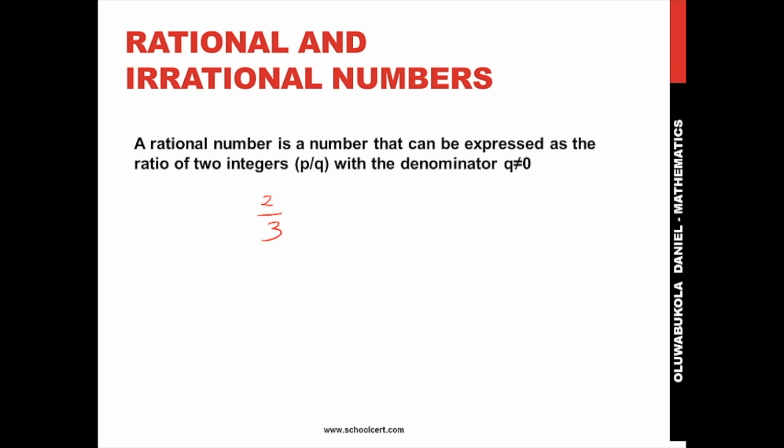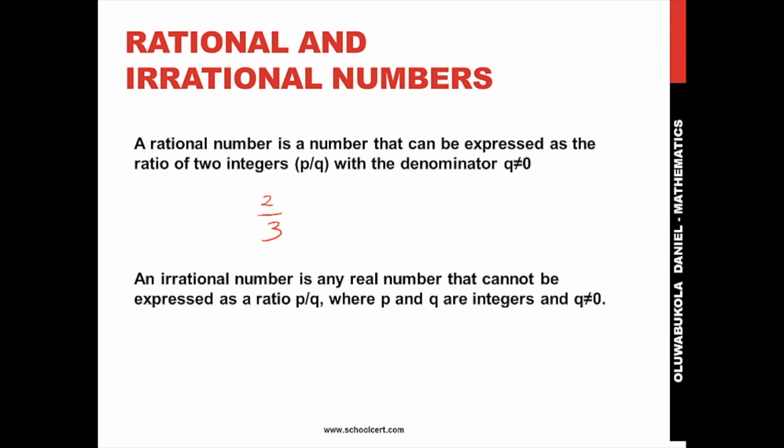Just like you would expect, an irrational number is any number that cannot be expressed as a ratio of two integers, that's P over Q. You cannot express an irrational number like that. So an example of this is root 2. If you look at root 2, for instance, you cannot break root 2 down further into two integers that are rational.